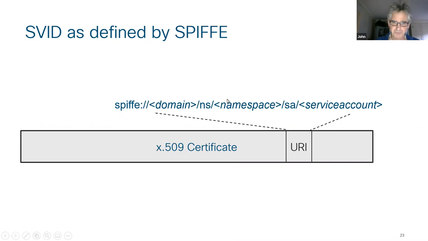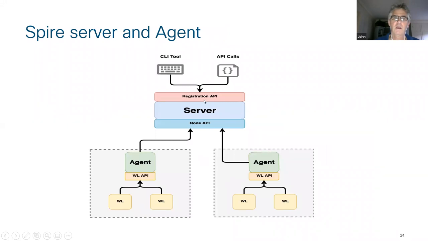So here's the SVID format that Spiffe specifies. Now we'll talk a little about the architecture. It has a server architecture and agents. It has a workload API. These are all figures borrowed from the Spiffe website. It also has a registration API, because there's a need to register which agents you're going to talk to and how you're going to identify those agents. So there's a bit of bootstrapping that's needed via the registration API.